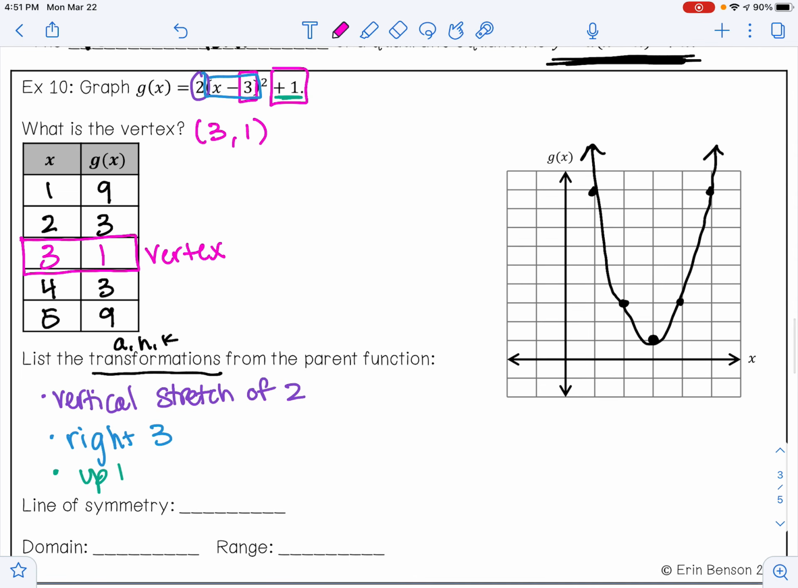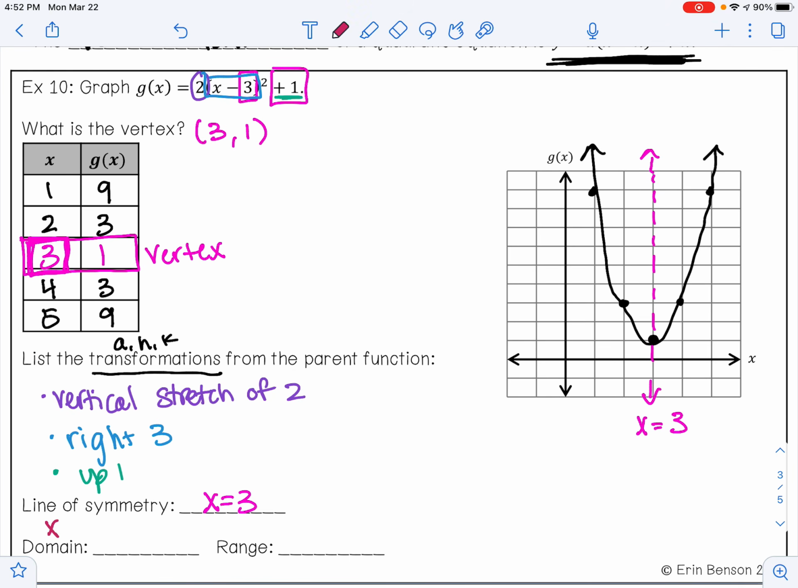The line of symmetry is a line that cuts this graph into 2 equal pieces. Your line of symmetry is always an equation: x equals a number, and the number that it equals is the x coordinate of the vertex. So this is x equals 3.